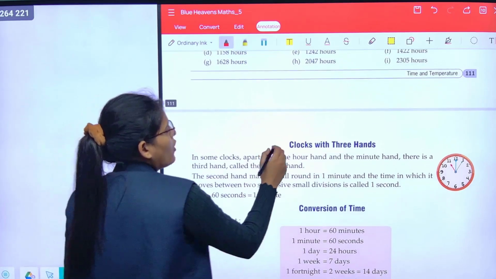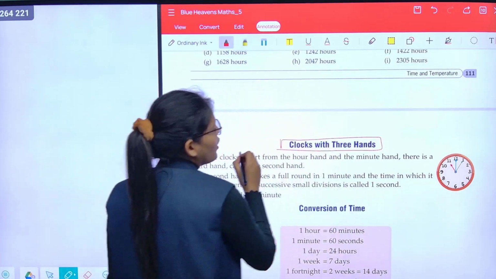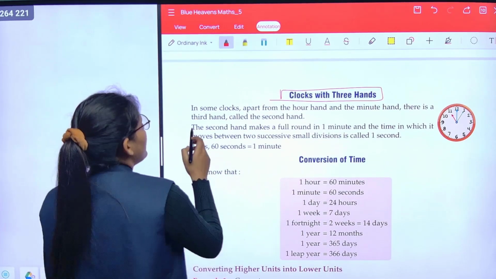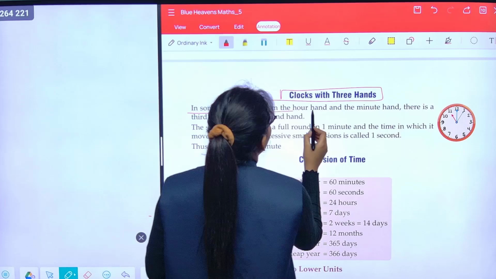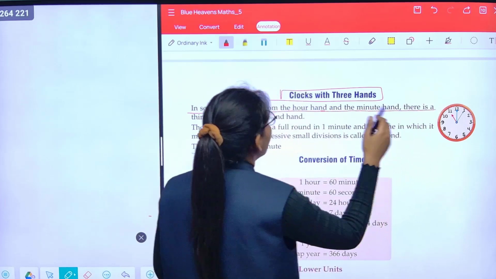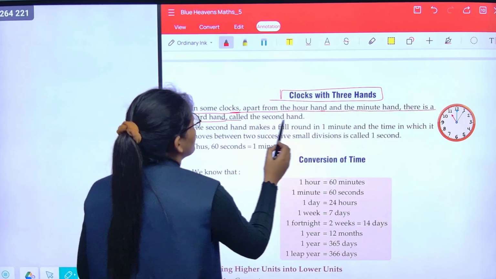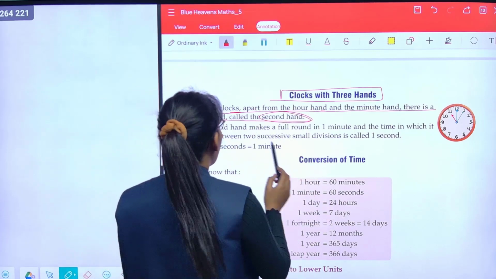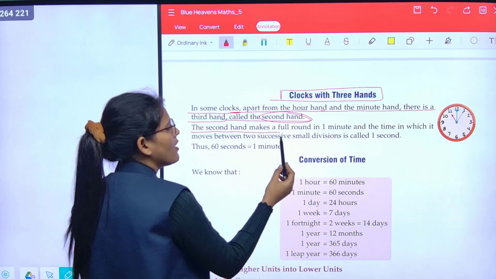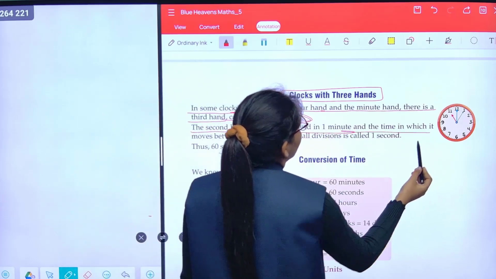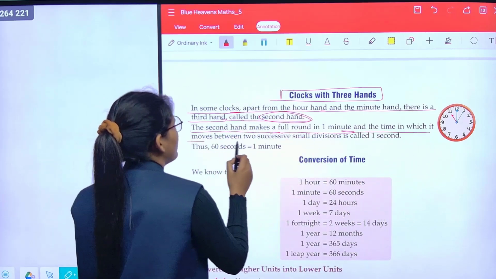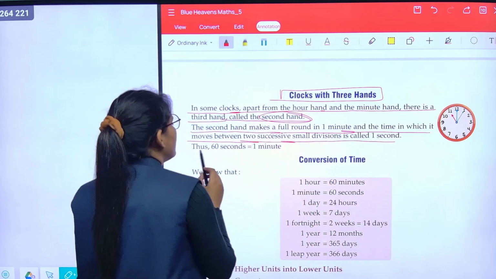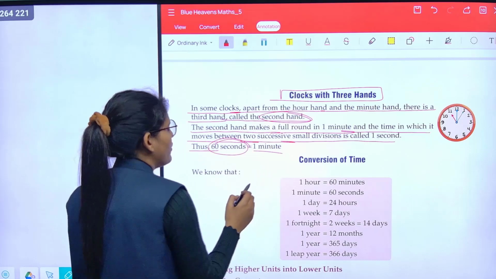Now, clocks with 3 hands. In some clocks, apart from the hour hand and the minute hand, there is a third hand called the second hand. Okay, third one क्या होता है? Second hand. The second hand makes a full round in 1 minute, and the time in which it moves between two successive small divisions is called a second. 60 seconds is equal to 1 minute.